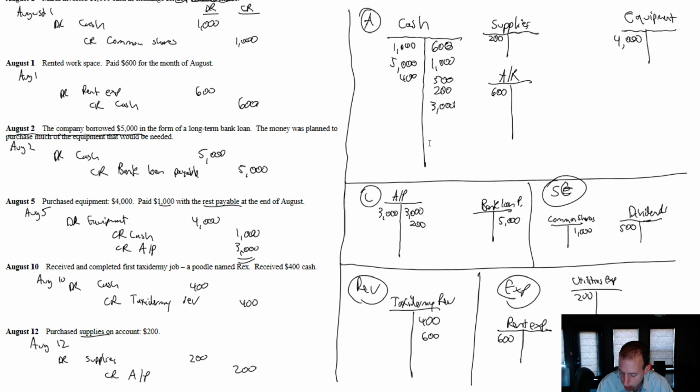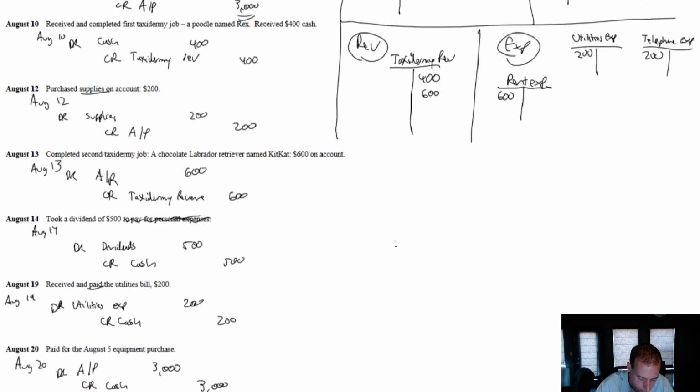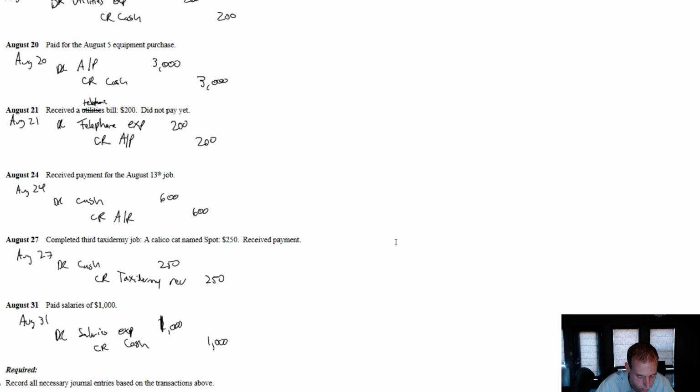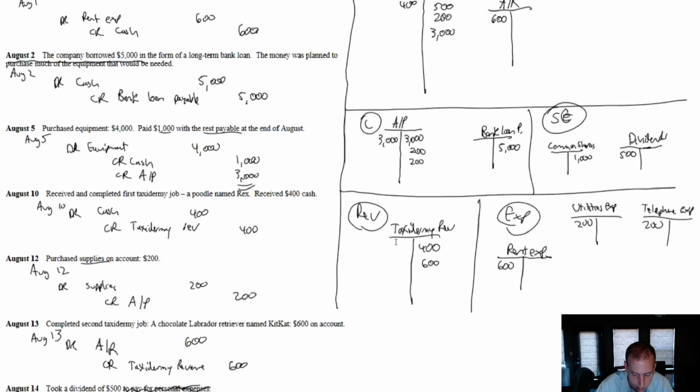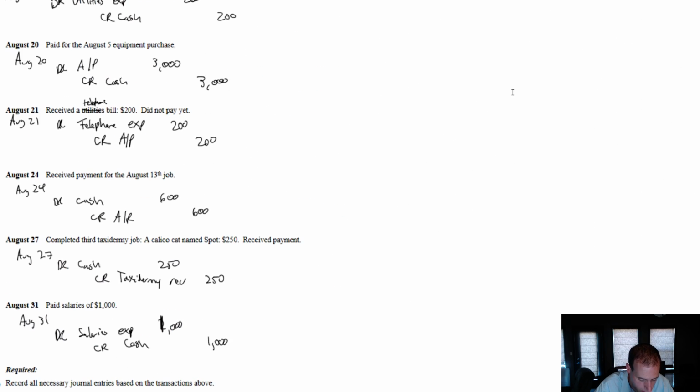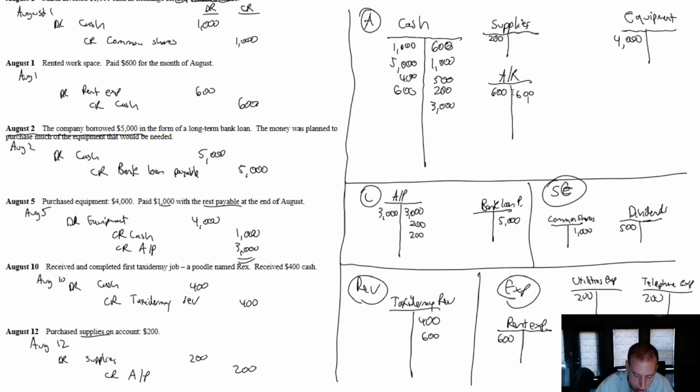So debit telephone expense $200, credit cash, no, credit AP, pardon me, $200. Next, debit cash, credit AR for $600 for that collection. Debit cash, credit AR. Next, debit cash, credit taxidermy revenue for $250.